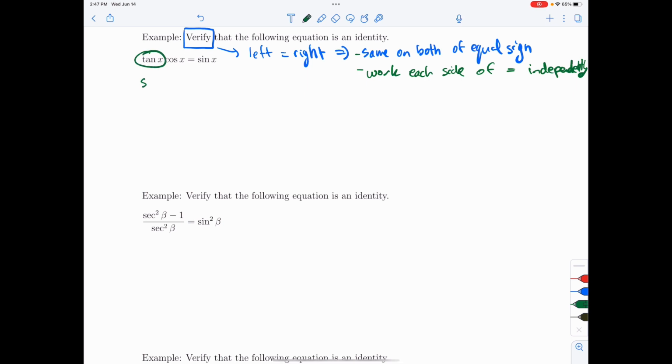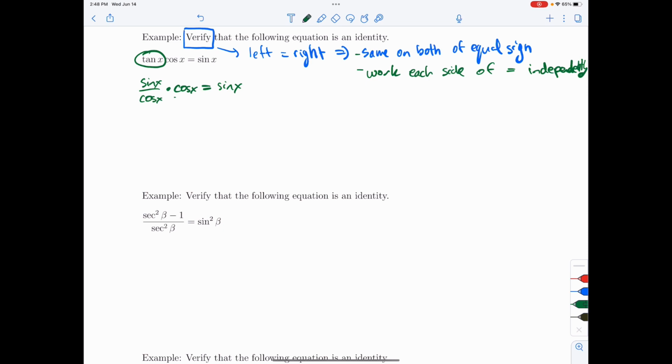So this tangent I can write as sine of x over cosine of x. It's getting multiplied by cosine of x. As we're working, we want to write an equal sign every step of the way, so at the end, all of our equal signs are aligned vertically. Okay, so on the left-hand side, I change tangent of x to sine x over cosine x. Then I keep everything else the same.